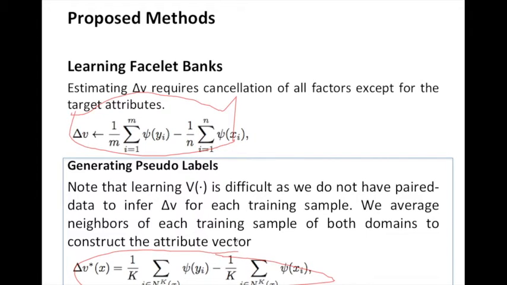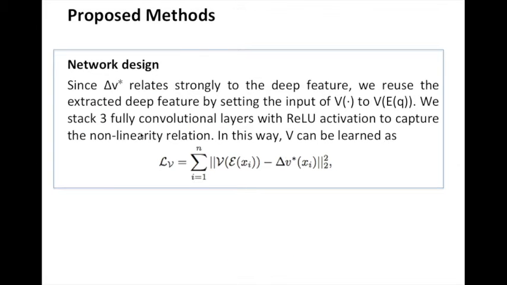And after that we design the network. Since delta V prime relates strongly to the deep feature, we reuse the extracted deep feature by setting the input of V to V with the function of E. We stack 3 fully convolutional layers with ReLU activation to capture the nonlinear relation. In this way, V can be learned as in the equation below. So this is the V.